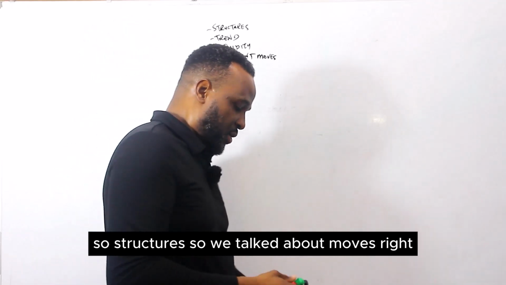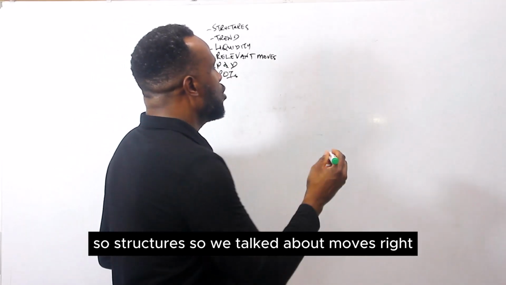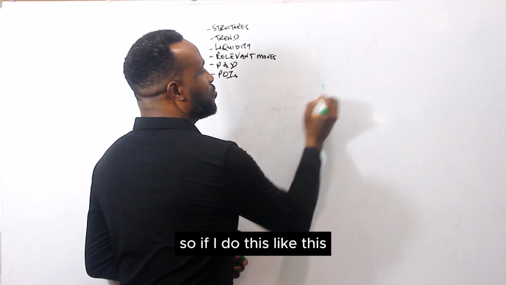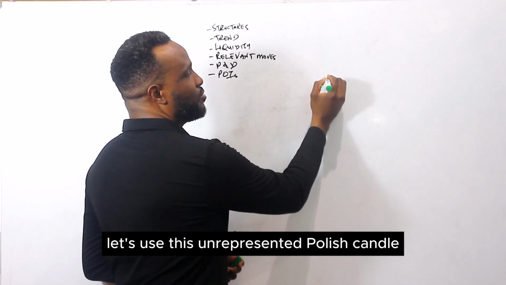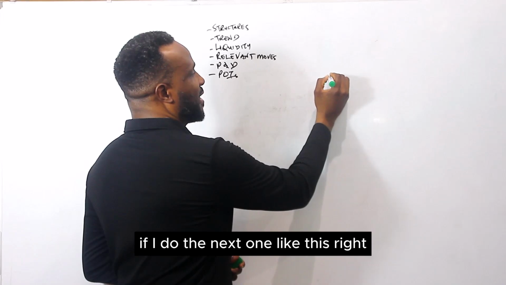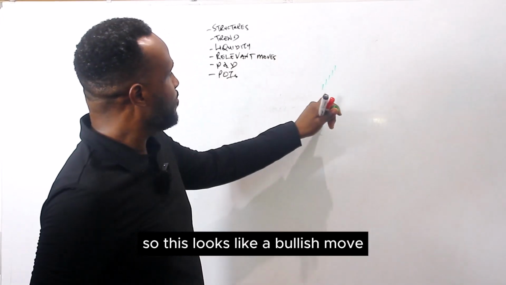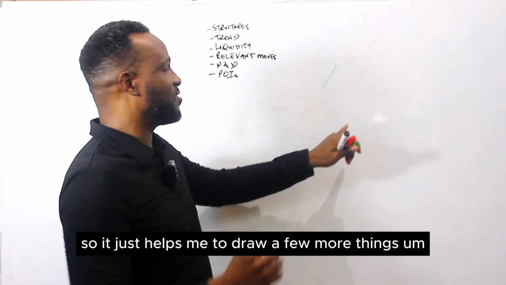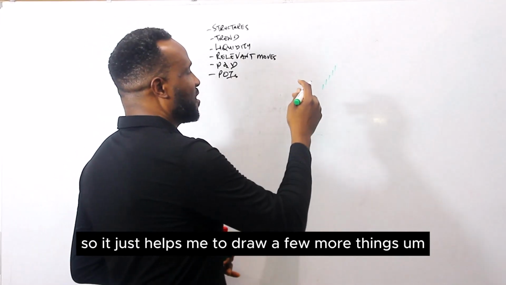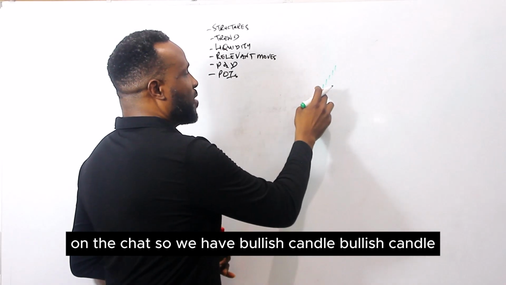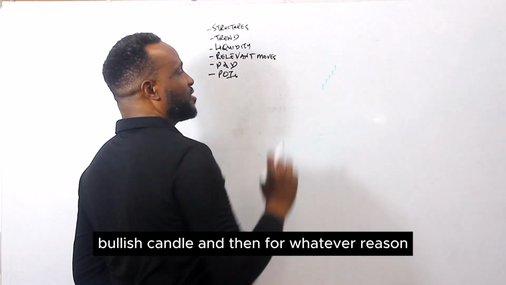So, structures. We talked about moves, right? If I do this like this, let's use this to represent a bullish candle. If I do the next one like this, right? So this looks like a bullish move. I hope you understand that. It just helps me to draw a few more things on the chart. So we have bullish candle, bullish candle, bullish candle, bullish candle.